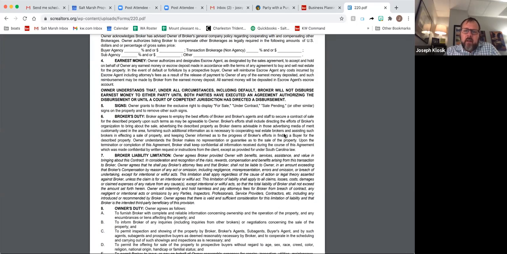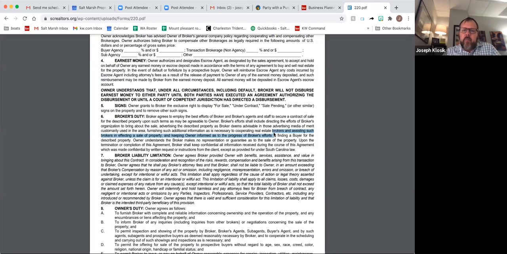By the way, this is an important thing to note here: by furnishing such additional information as necessary to cooperating real estate brokers, this is part of the duty that you've signed up for. So if you are busy, I understand that, but understand if brokers are reaching out to you for pertinent information, it is part of your job to follow up with them. That's what you've agreed to do. So just keep that in mind.